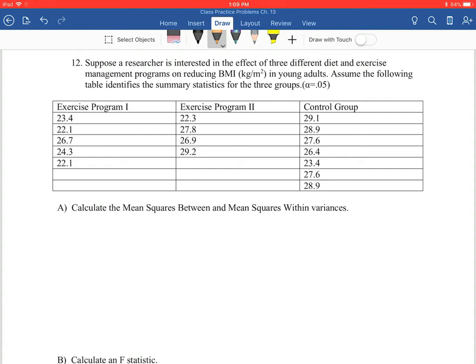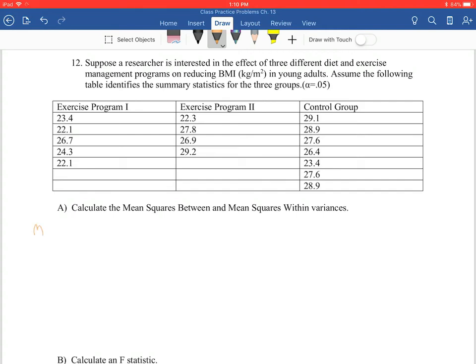So once again, number 12, we have supposed researchers interested in the effect of 3 different diet and exercise management programs on reducing BMI in young adults. Assume the following table identifies a summary statistic for the 3 groups. So we have exercise program 1, exercise program 2, and our control group. Notice how the N in each group is different, right? It's not the same across the board. So we have to take that into consideration when we're looking at things.